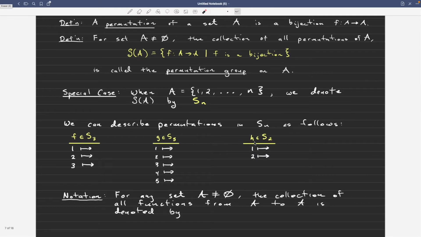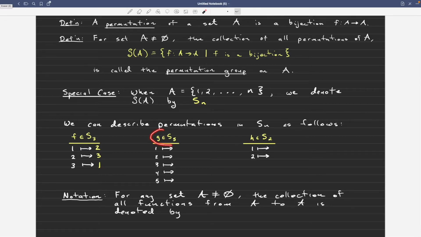Well, for example, if I had something in S3, that means it's a bijection from the set 1, 2, 3 to the set 1, 2, 3. So for example, I could send 1 to 2 and 2 to 3 and 3 to 1. This would be an example of a permutation of the set 1, 2, 3. You can see that it's 1 to 1 and onto. When you look at the range, it is 1, 2, 3, so that means it's onto. And I don't see any repeated numbers over here, so it's 1 to 1.